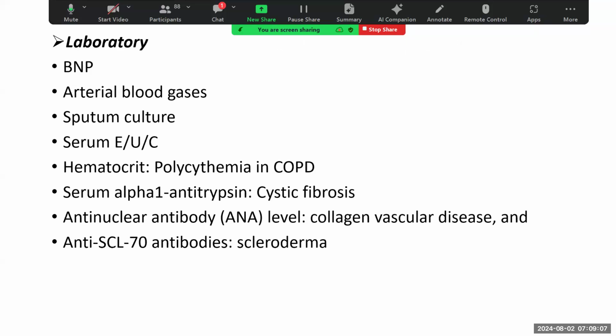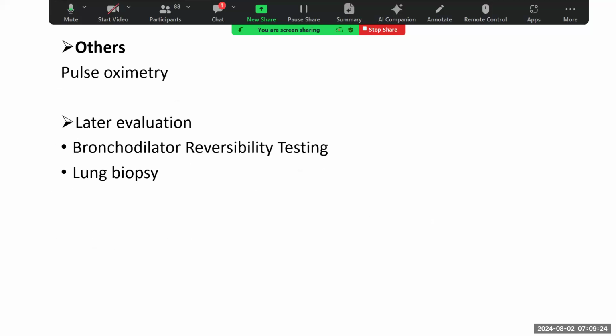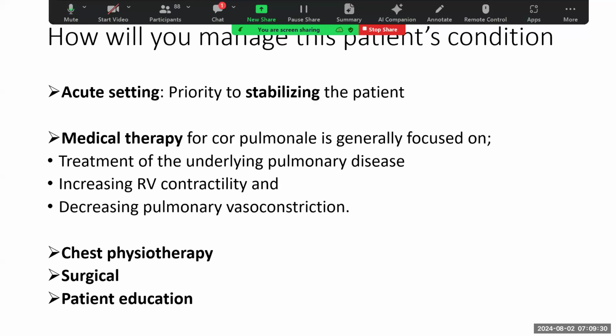Laboratory blood investigations could include brain natriuretic peptide, arterial blood gases. You want to do sputum culture because the patient has a copious sputum production. Assess the kidney with serum electrolytes, urea, creatinine, and hematocrit for polycythemia in COPD. Alpha-1 antitrypsin deficiency to also evaluate for differentials. Pulse oximetry will also be relevant in this patient's management, and lung biopsy may also be indicated.